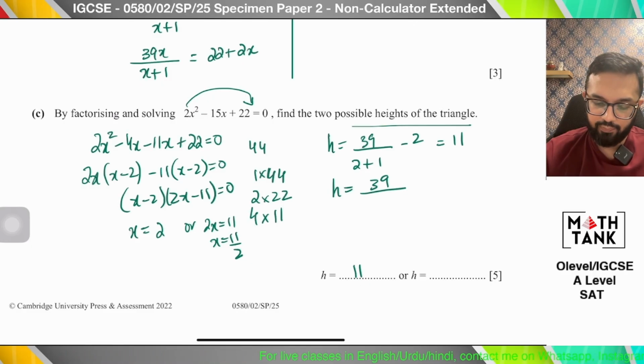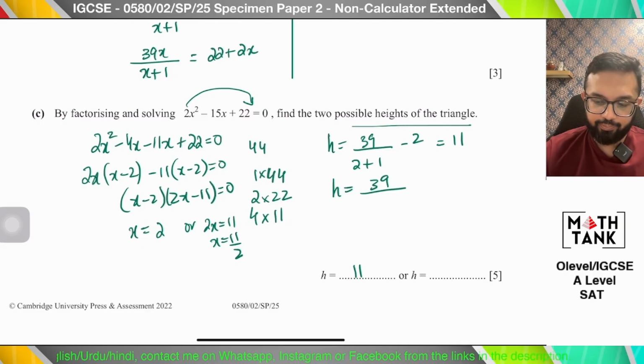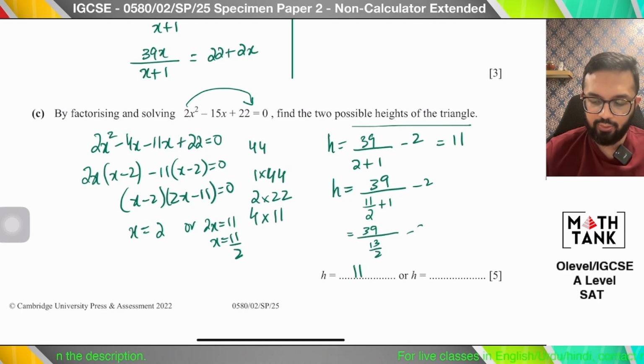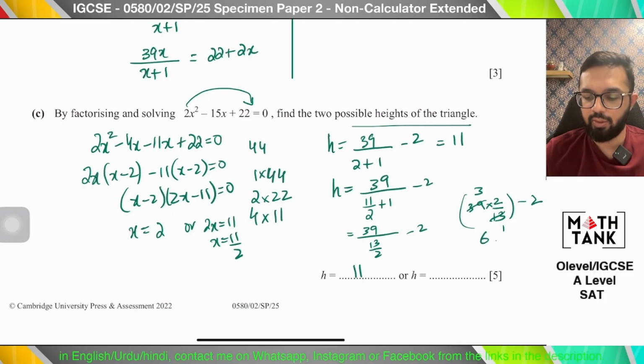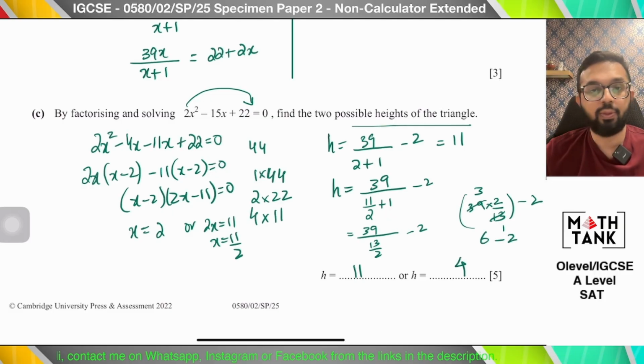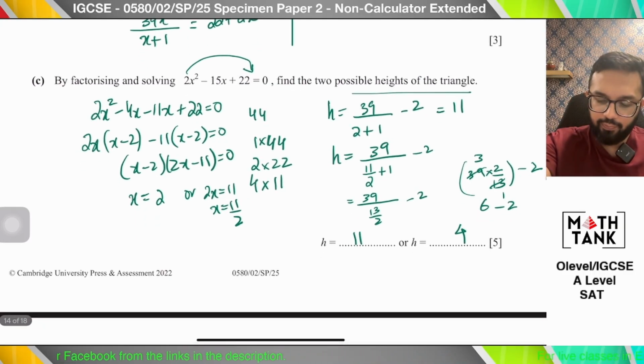And I have 11 over 2. So 39 over 13 over 2 minus 2. So 39 multiplied by 2 over 13. Now since all of this has to be done with the calculator, that's why I'm showing you the calculations. So that gives me 6 minus 2, that is 4. Space is a little constrained here. Okay, height is 4 or 11.